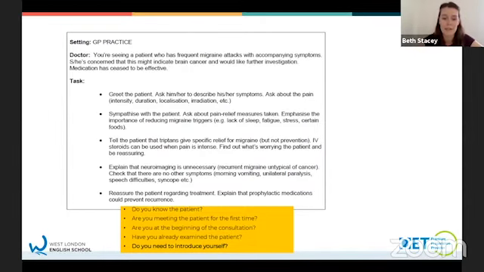Are you at the beginning of the consultation? Definitely, because that first task is greet the patient. Have you already examined them? No, not in this case, because first of all, you greet the patient, so that is saying hello. So do you need to introduce yourself? You do. You definitely need to greet them by saying something like, oh, good afternoon, how are you feeling today?